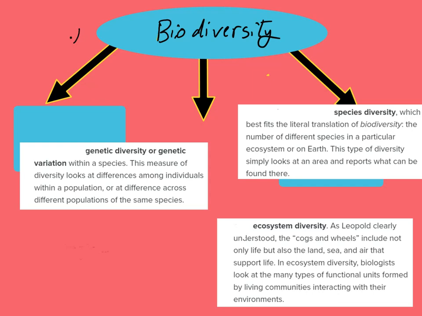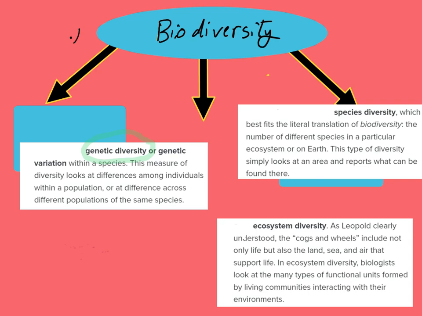So we can classify biodiversity into three different types. Genetic diversity, which means genetic variation within a species. This measure of diversity looks at differences among individuals within a population or at differences across different populations of the same species. While species diversity looks at the differences between species.